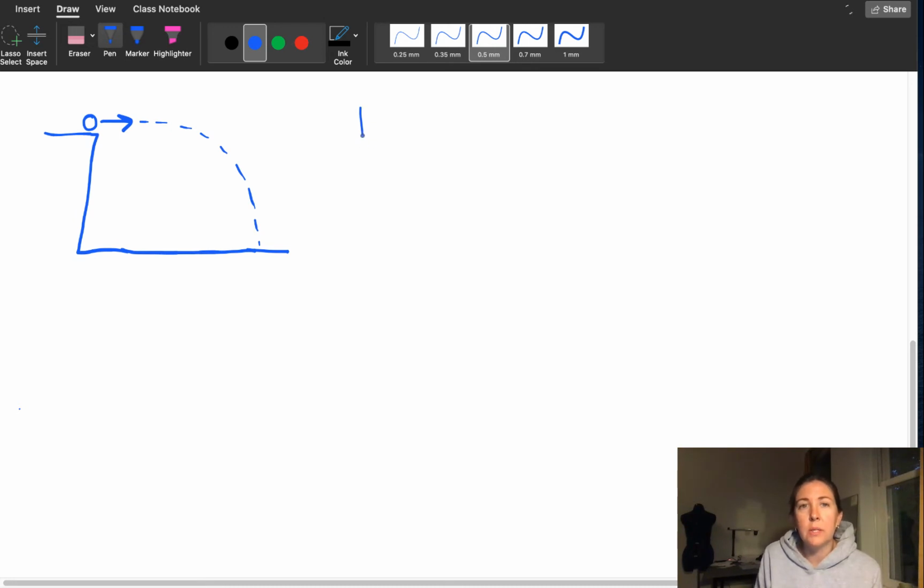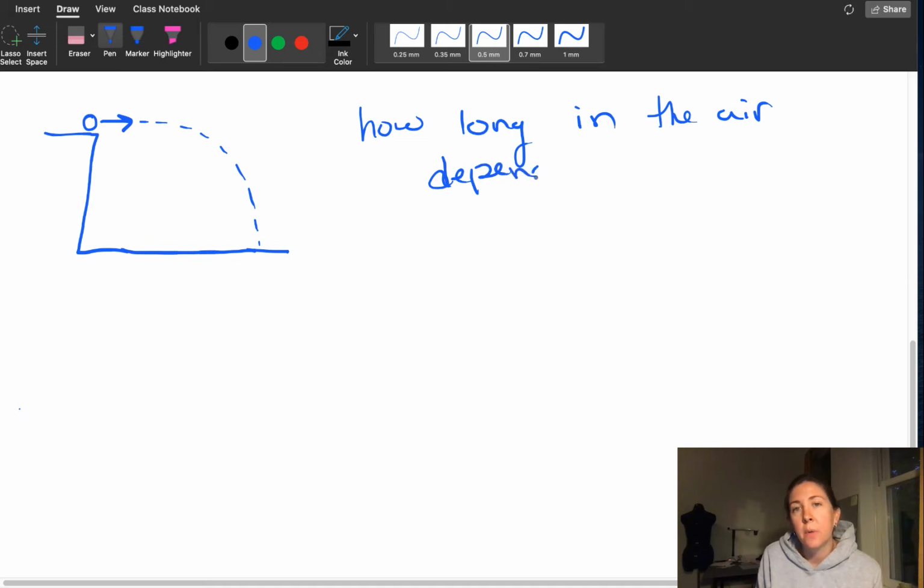And so how long the ball is in the air only depends on the height. Now, this is only true if its initial velocity is 0. How long it's in the air depends only on the height, if the initial velocity in the y direction is 0 meters per second.